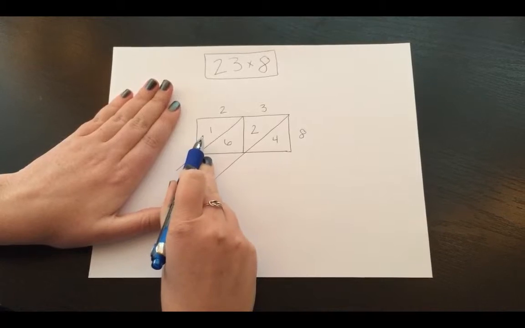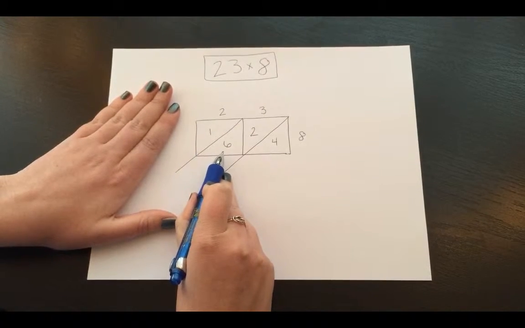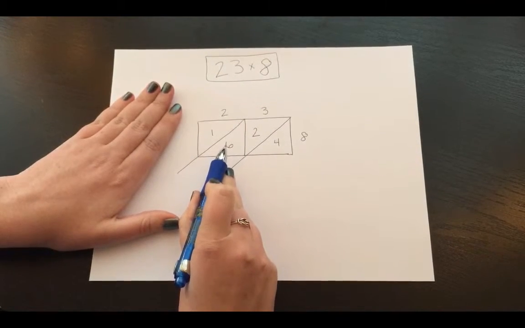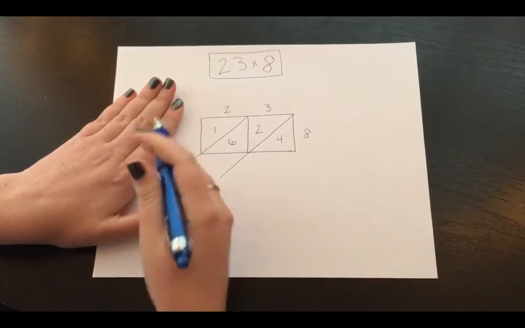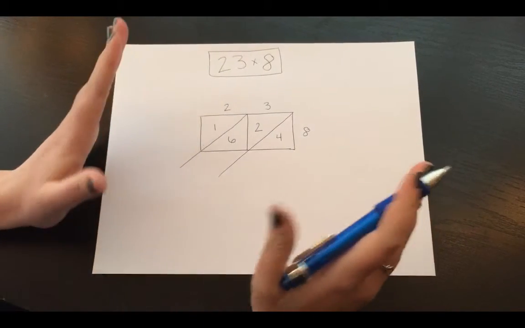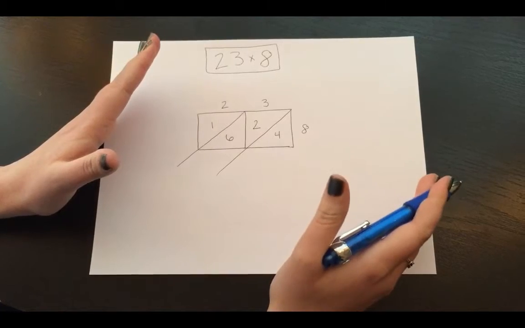So I put my 10s in the upper triangle and my 1s in the lower triangle. You will do this for every single one. So we've finished with the multiplication. Feel free to pause the video now to fill in your own lattice.